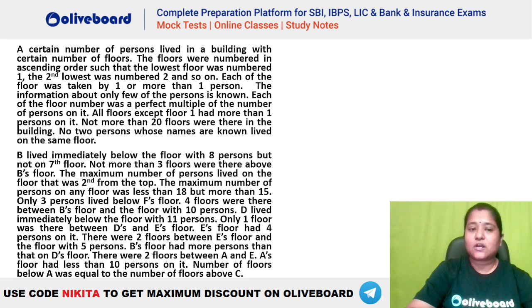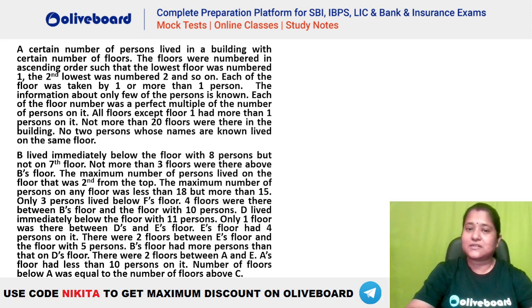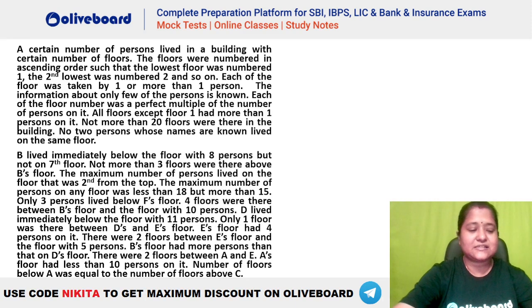It was there in one of the IBPS PO mains itself, where a similar kind of hint was given, which is that every floor must be a perfect multiple of the number of persons in it, right? It was like every box should have the number of pens as a perfect multiple of it, something like that was given. Here we have just changed it to the number of persons in every floor. Okay, so let's try it out. I'll give you 2-3 minutes to go through this and then we will start solving the particular question. Just try it out guys.